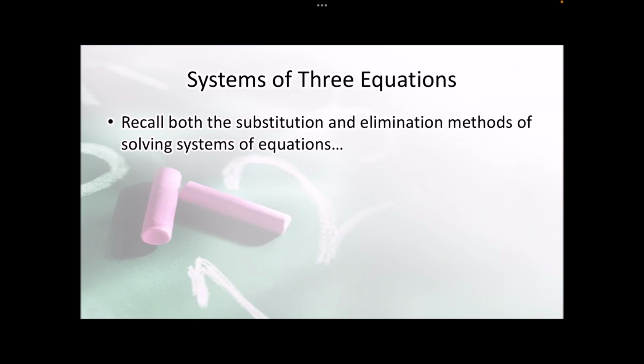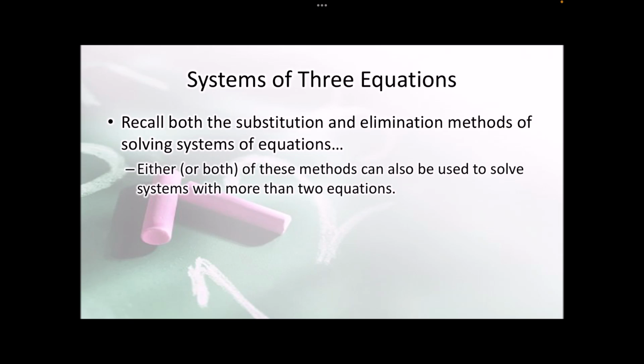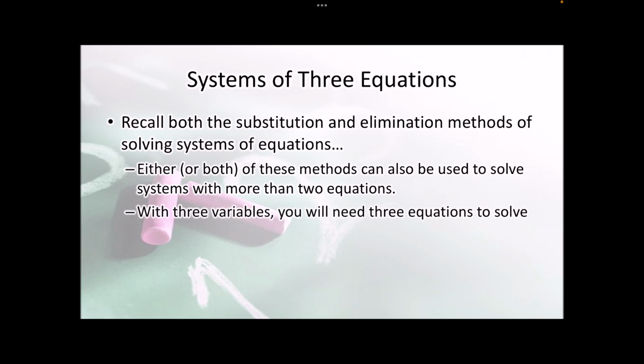Because in the systems of three equations, we're going to use the same basic process of either substitution or elimination, perhaps even both, to solve the equations. When we have a system with three variables, you need to be able to solve for each variable independently. Your answer is going to be what we call an ordered triplet. When we have systems with two variables, we had an ordered pair. This has three variables, so it's going to be an ordered triplet.